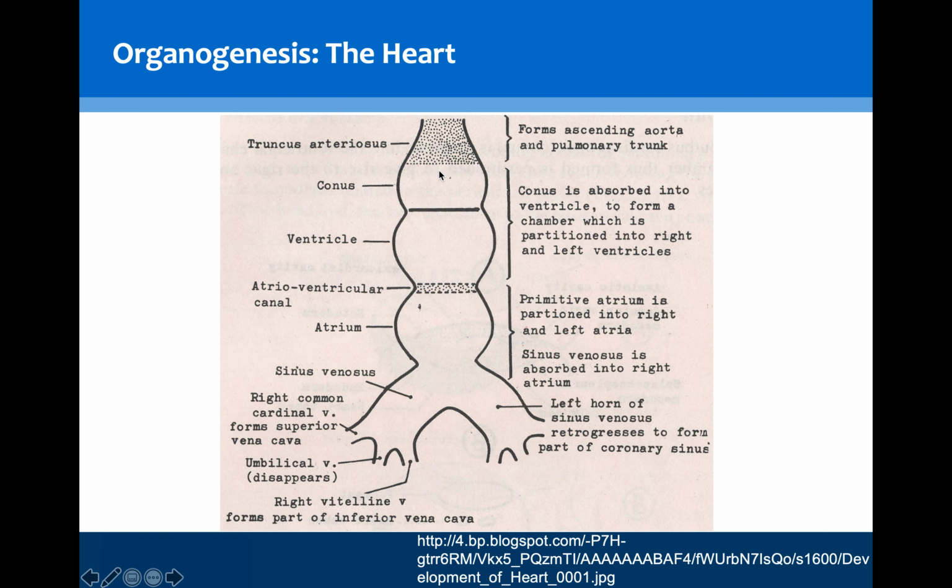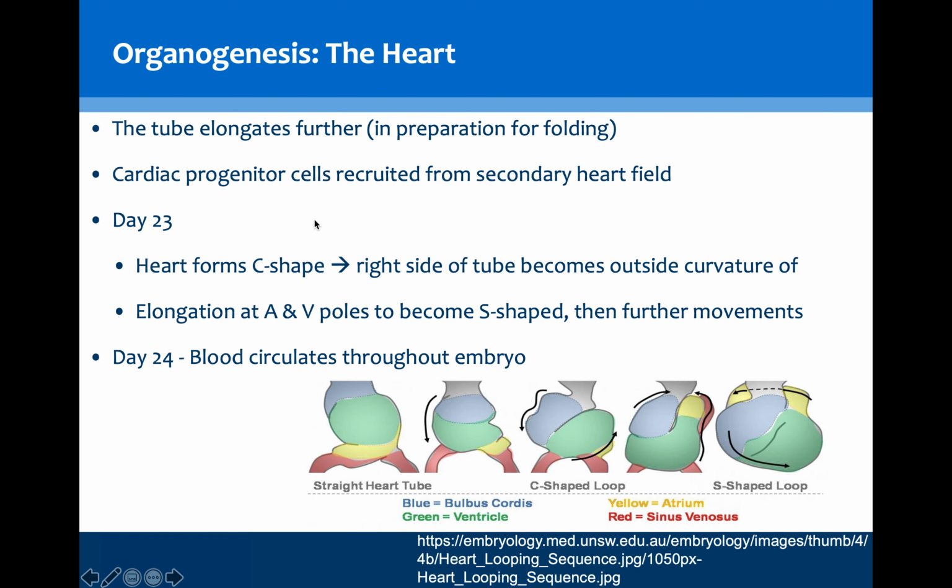Now, obviously this tube is too truncated and short to form a four-chamber heart, so it must elongate further in preparation for folding into a complex structure. This primitive heart recruits additional cells from a secondary heart field, and around day 23, the linear tube forms a C shape, such that the right side of the tube becomes the outside curvature of the heart.